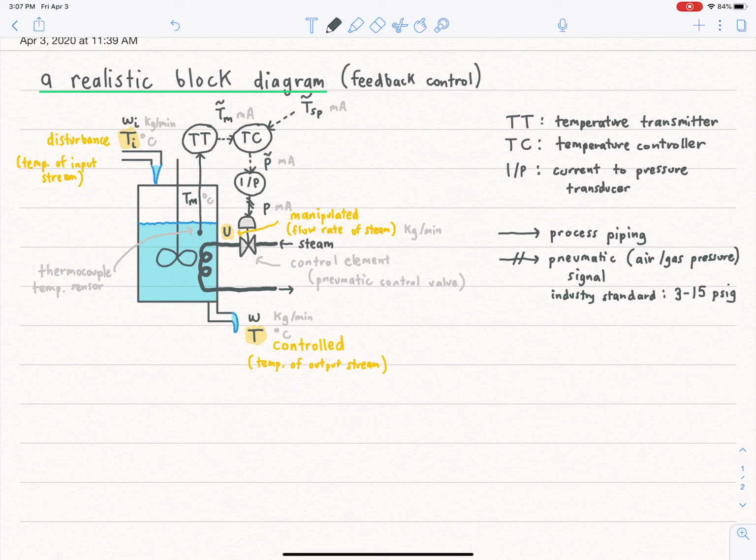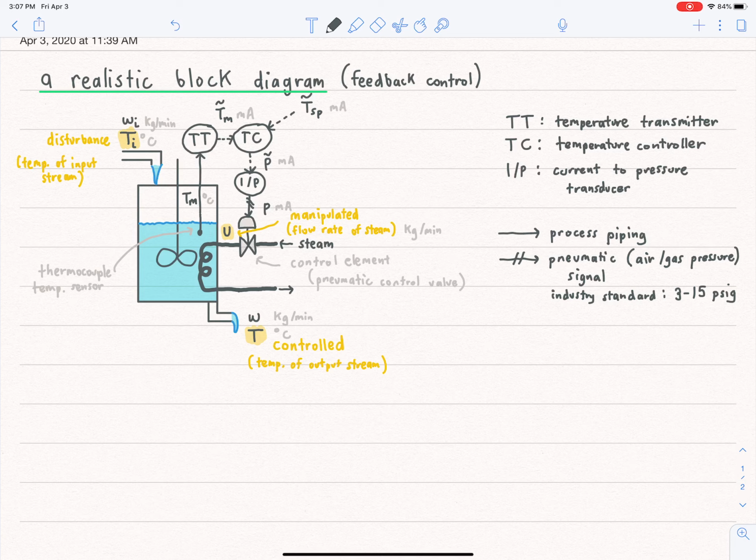And usually I would ask in class a question, why would they choose 3 psi, why not 0? And the answer is because if it's 3 psi, you can distinguish between the minimal output of the current to pressure transducer and the loss of air. Because if there's a hole in your air line, then you'll lose air and it will read 0 psi, and then you'll know something's wrong, you're losing air. So this is for troubleshooting.